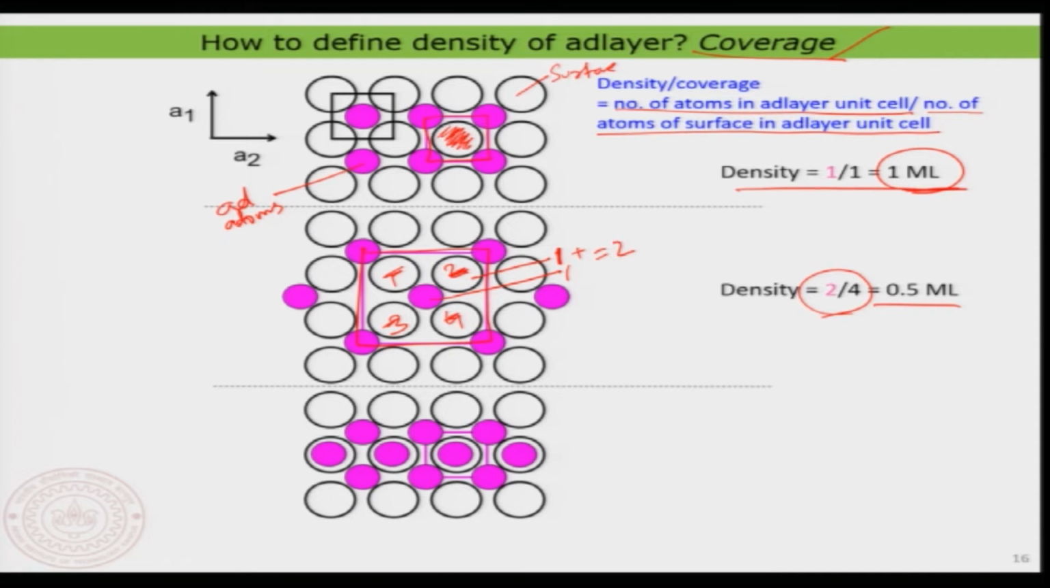Or you can have an extremely dense layer, where you see that it is the same as the first case, but now I have an extra atom sitting in the middle of the Adlayer lattice, which makes the density 2 by 1, that means it is 2 monolayer. But this is an extremely odd situation, not very common. Just for understanding, I have shown you how you can calculate the coverage or the density of the Adlayer atoms using this particular method.